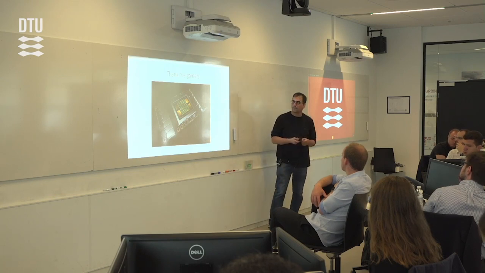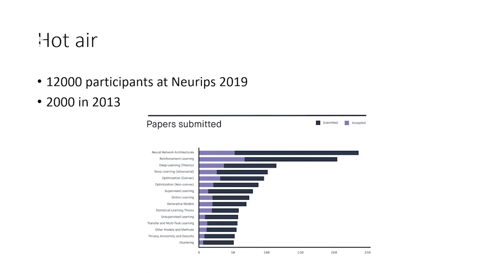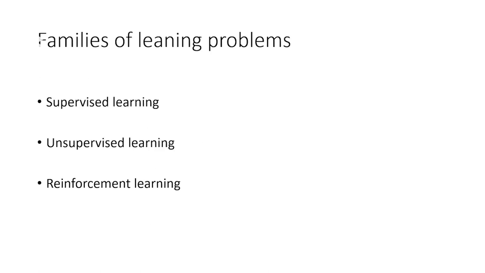The revolution is about being able to use GPUs to super efficiently train very large neural networks. Just to show the numbers of participants before COVID, the number increased sixfold from 2013 to 2019. A lot of people are working in the field. There's a lot of hot air. Some of it is probably not justified. If you ask me at dinner, I'll tell you how much of it is not.